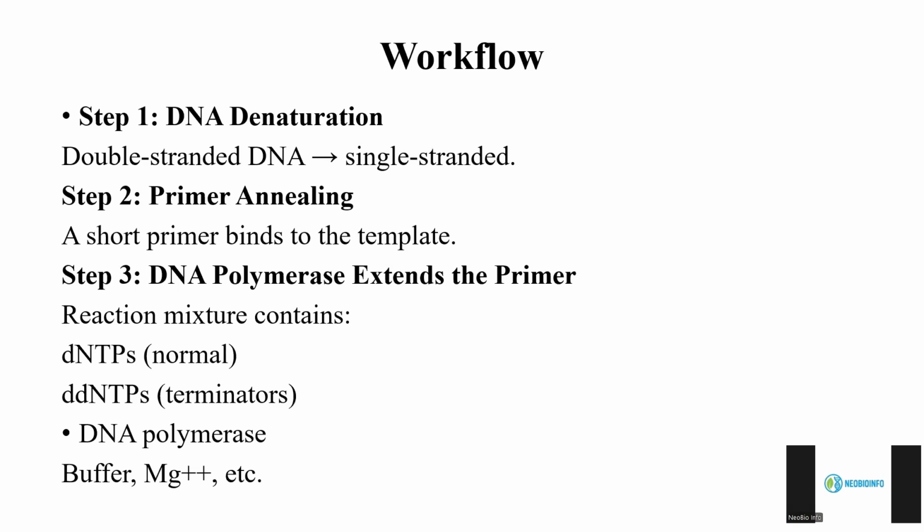In Sanger sequencing, the first step is DNA denaturation. Double-stranded DNA is converted into single-stranded DNA with the help of enzymes. After that, the second step is primer annealing. A short primer binds to the template, and after that, the third step is DNA polymerase.